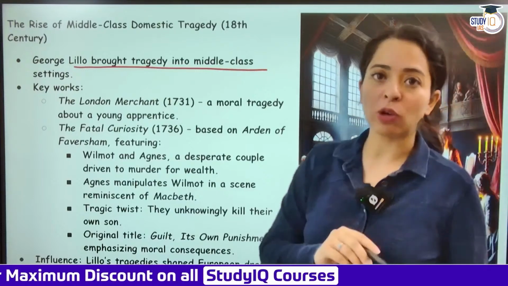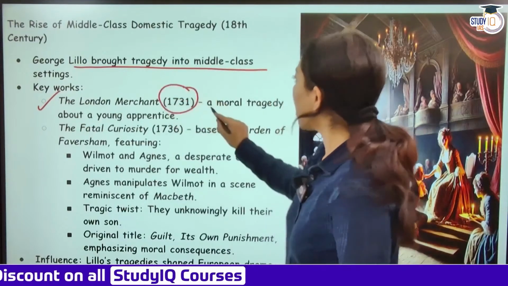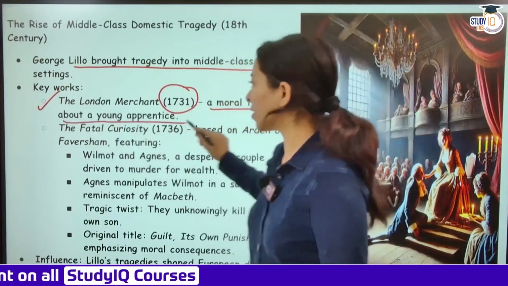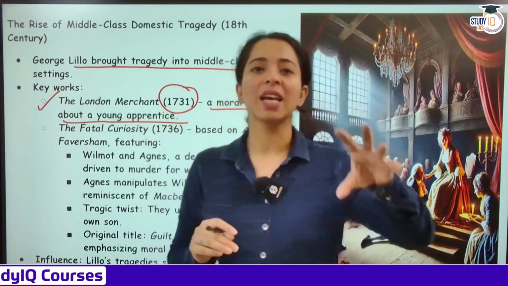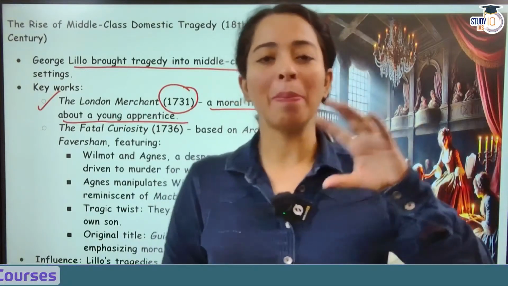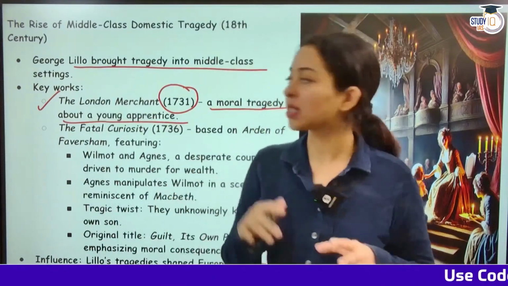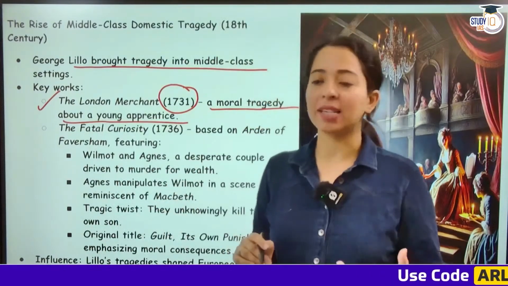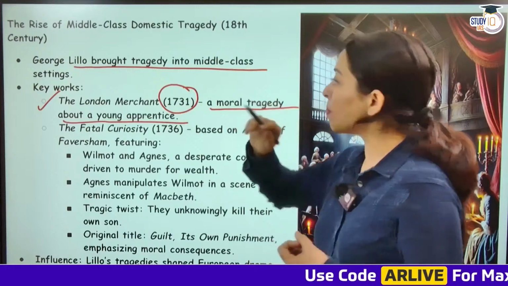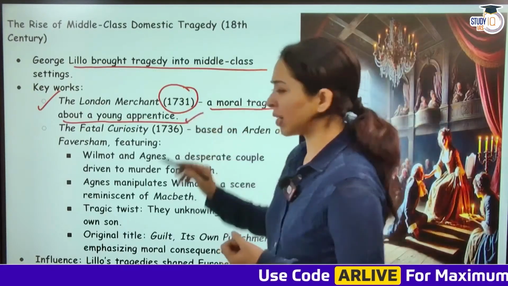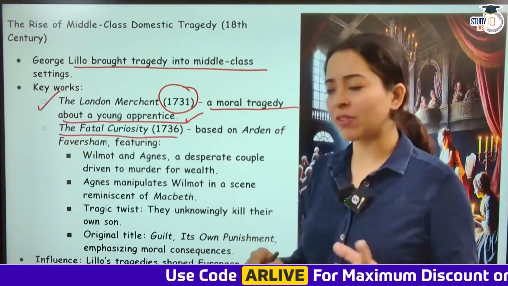Key works of George Lillo, which were they? The London Merchant, okay, 1731. A moral tragedy about a young apprentice. So we all know that for every section of the society, there are different directors or different playwrights who cater to that audience. George Lillo was catering to a middle class audience, okay, exhibiting their realities on stage. So The London Merchant was a moral tragedy about a young apprentice, okay, so about a young boy. The Fatal Curiosity, another of his plays, written in 1736.